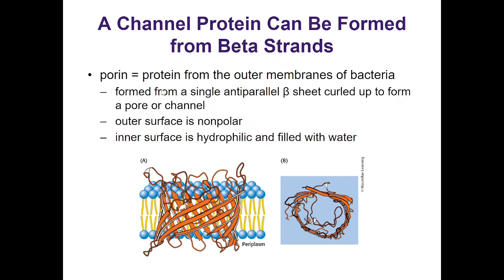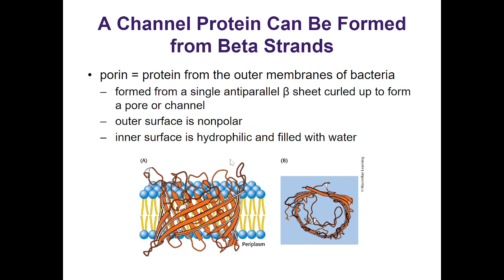This is porin, by the way. Again, we can form channel proteins with beta strands. That also is a way to go. Basically, you can form them with anything that forms structures, right? The porin, this is going to be the protein that will form the outer membranes of bacteria. They're formed from a single antiparallel beta sheet that's then curled up to form a pore channel. This is the pore channel. You can see down through it. This right here, you can see the beta sheets and they're anti-parallel. See that? They go the opposite directions each time.